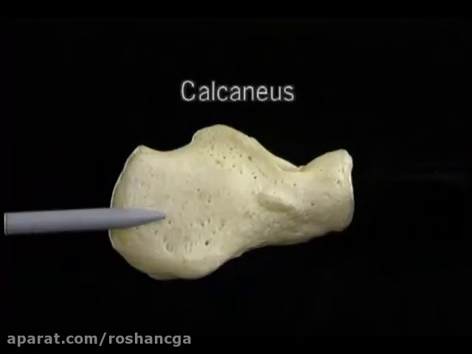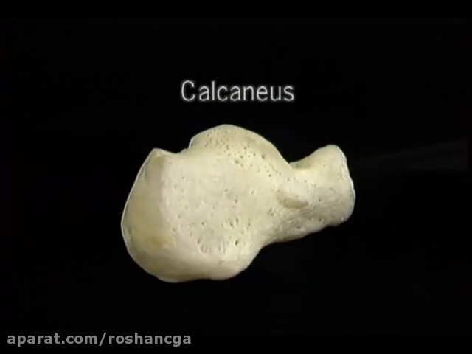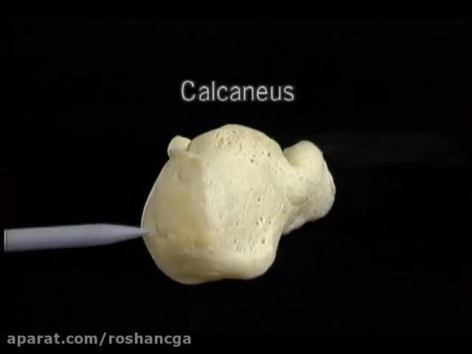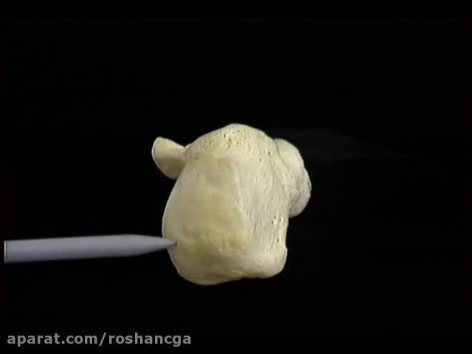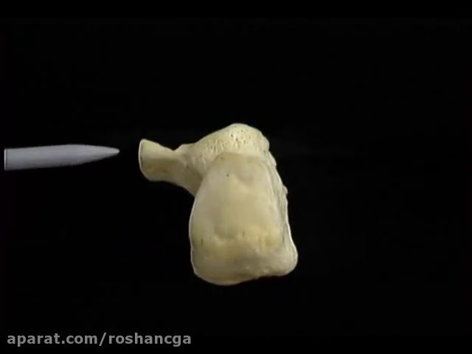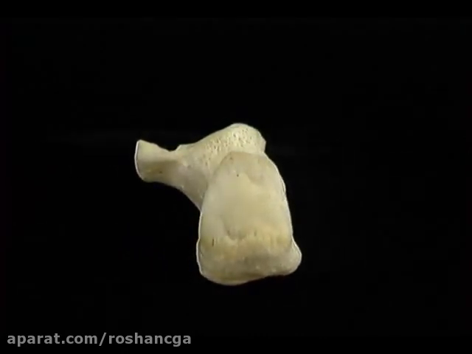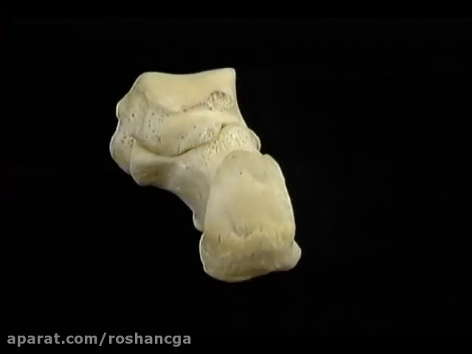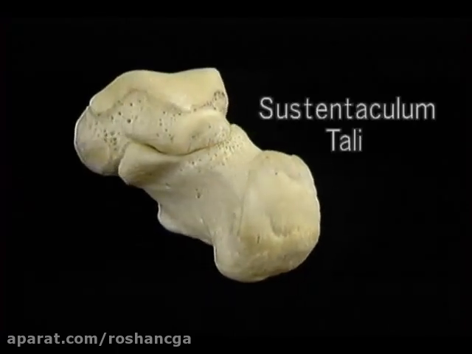The posterior part of the calcaneus forms the heel. The massive calcaneal tendon, also called the Achilles tendon, is attached here. Here on the medial side there's a projecting shelf which the medial part of the talus sits on, called the sustentaculum tali.